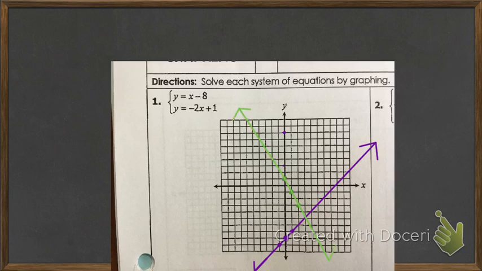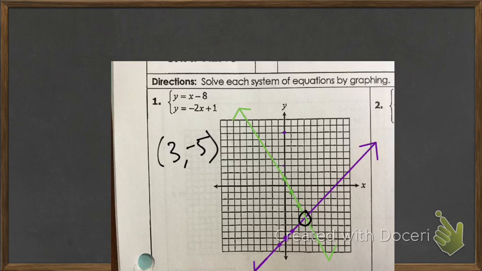So they're crossing right here. Okay? And that point where they cross, I'm going to write it as an ordered pair. It looks like 3, negative 5. And so you might be like, well, Mr. Mack, I drew a line a little wonky. How am I supposed to check it?